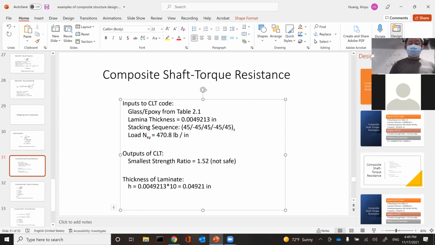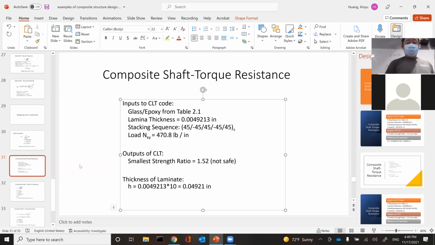And what is the total thickness? This is 10 layers. Using a typical ply thickness, this wall thickness is about 49 thousandths of an inch. It's almost 1 millimeter, pretty thin. So this obviously is not safe. You can add more layers to it, or you can make design changes. You apply other plies, different orientations. Or instead of using glass epoxy, use carbon epoxy.